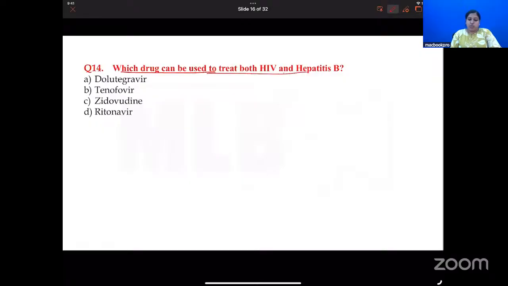Which drug can be used to treat both HIV and hepatitis B? Which drug can be used in case of both HIV and hepatitis B? Now give me the answer. The drug which is solving two purposes, both HIV as well as hepatitis B. Now I'm waiting for your answers. It is your nucleoside reverse transcriptase inhibitor drug. Yes, what is the correct answer?